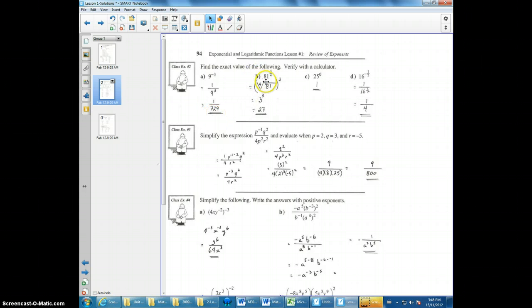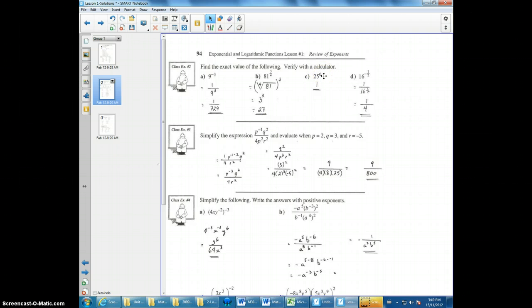Okay, B, 81 to the 3 over 4. This is our fractional exponent. The bottom number tells me which root we're taking, and the top number tells me which exponent we are taking. So we're going to do the 4th root of 81 cubed. Now the 4th root means what number do I times by itself 4 times to get 81? Well, that is 3. So the 4th root of 81 is simply 3. We still have a cube, so we now go, what is 3 cubed? And we get 27.